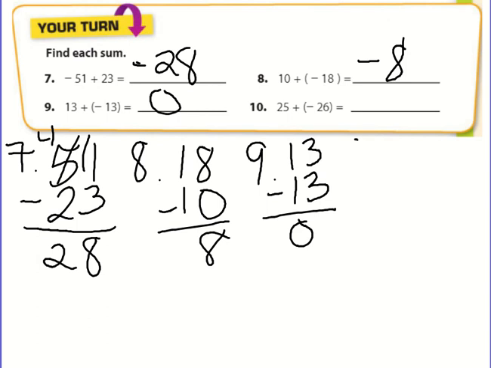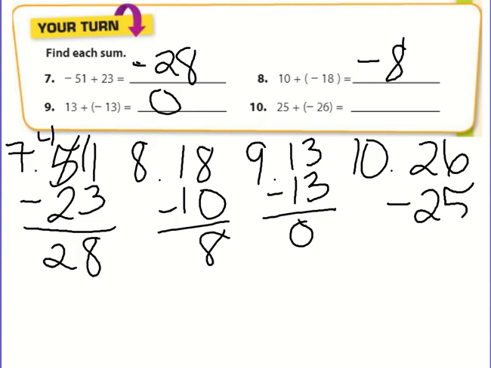And then the last one, 10. Okay, the absolute value of -26 is 26. The absolute value of 25 is 25. You subtract, you get 1. But -26 had the larger absolute value, so we go -1. More negatives, so the final answer will be negative.